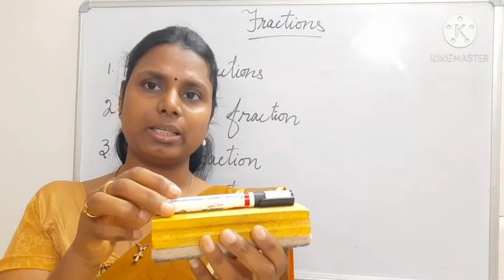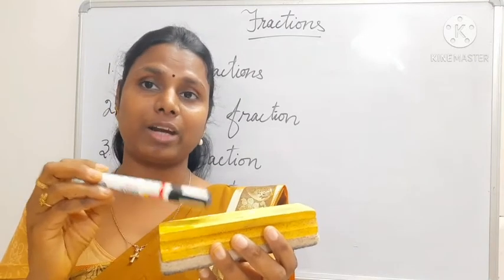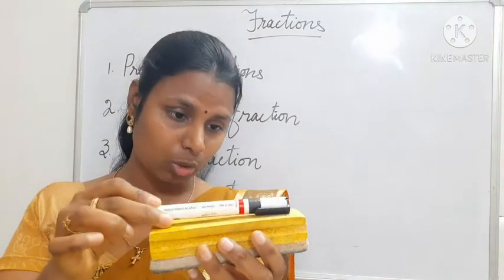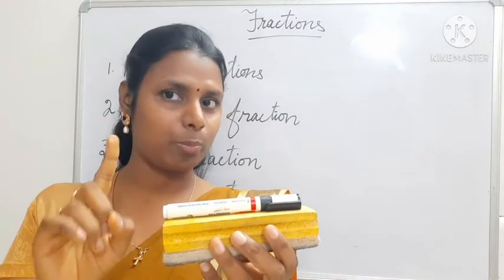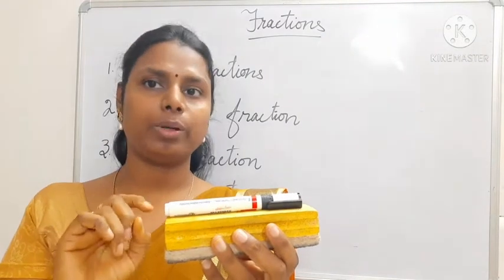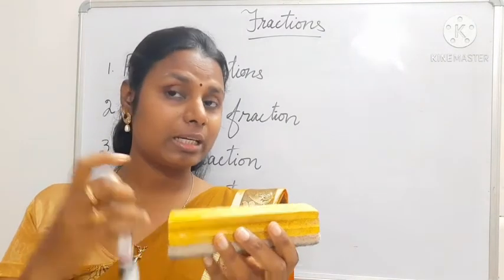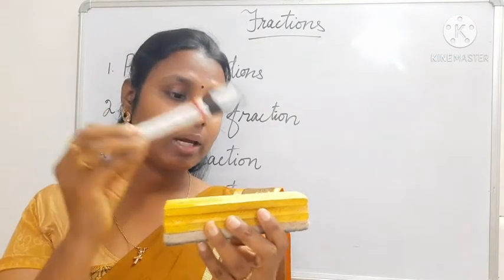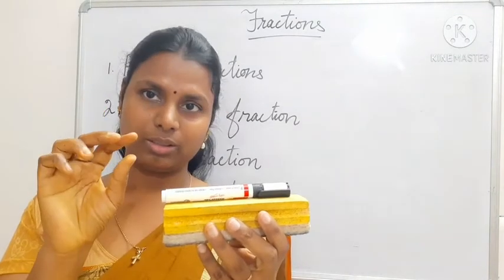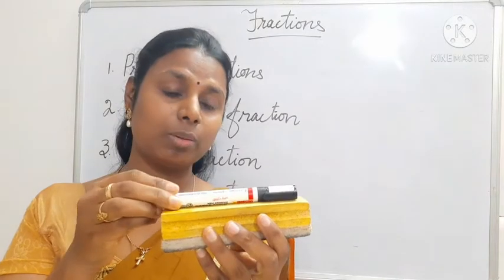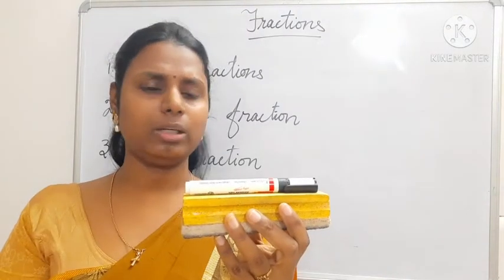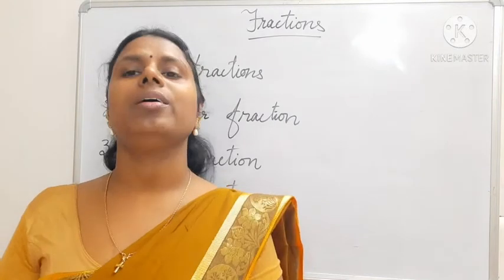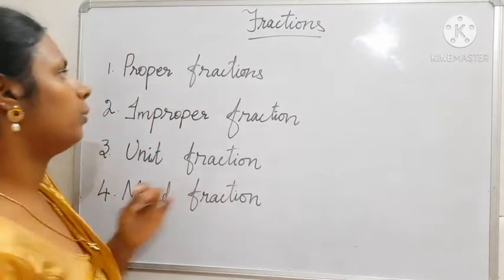So like this, when we write the fraction, if the denominator is big and the numerator on the top is small, that is a proper fraction. The numerator on the top is small means it remains on this. This is perfectly alright. This is called a proper fraction.